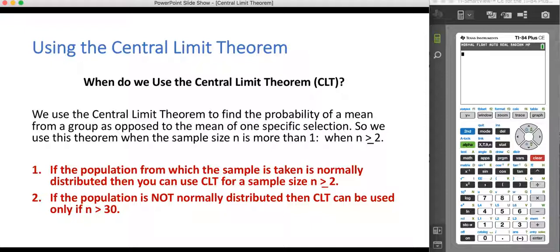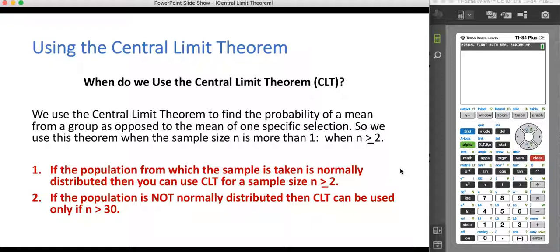So for example, in the previous videos where we were finding probabilities from standard normal distributions, normally we were finding the probability of one specific event. Here we're saying, okay, we're going to take a group of individuals. What's the probability that the mean of that group is going to be a specific value?